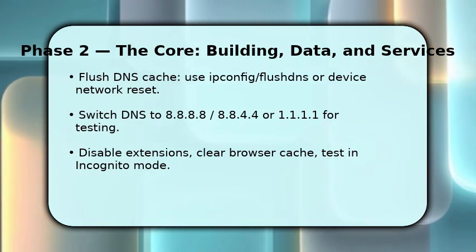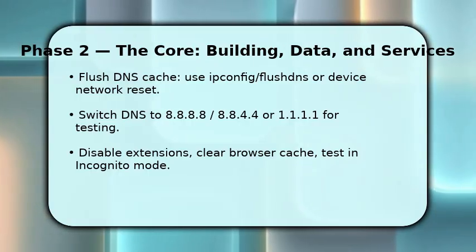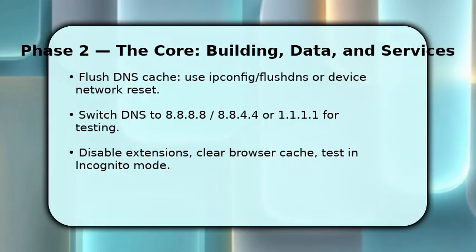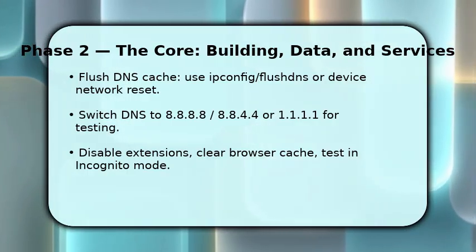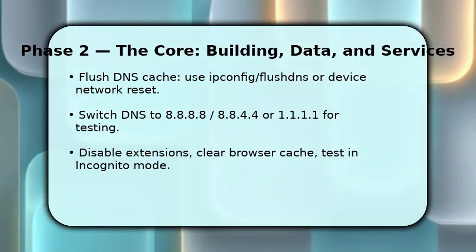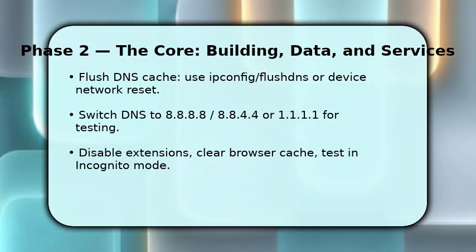Flush the DNS cache. On Windows, run ipconfig /flushdns. On Mac, use sudo dscacheutil -flushcache and sudo killall -HUP mDNSResponder. Then set your DNS temporarily to Google's 8.8.4.4 or Cloudflare's 1.1.1.1 to rule out resolver issues.